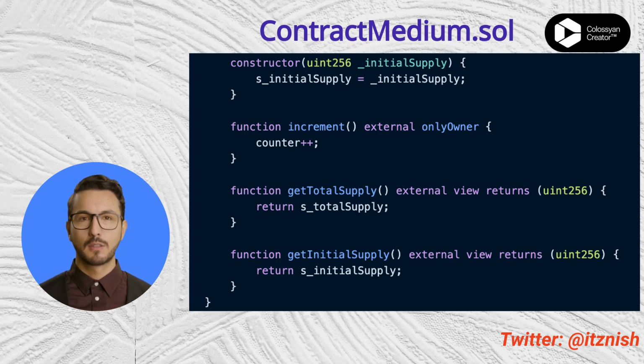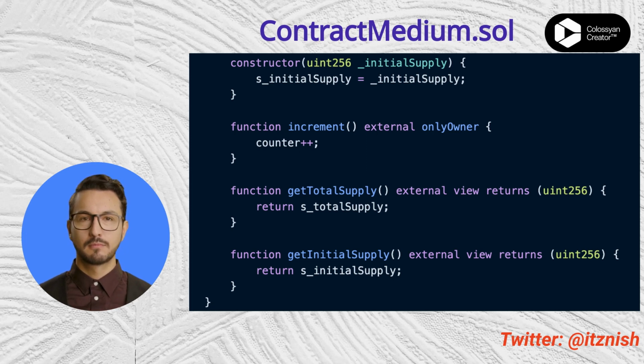Notice the only owner keyword. This is a modifier defined in the Ownable contract we imported earlier and is used to restrict access. Only the owner of the contract, or the address deploying this contract, will be able to execute this function. Each time increment is called, it simply adds 1 to the state variable counter.